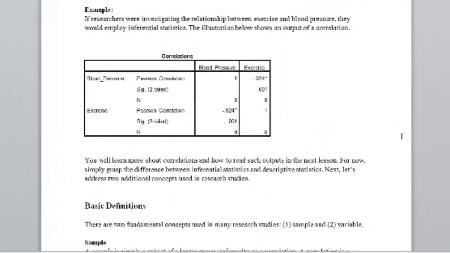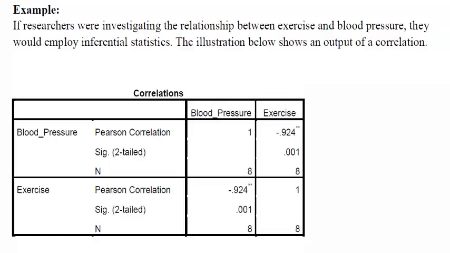So if you look on page 3, you'll see that there's an example of a correlation. And in this example, we're looking at the relationship between exercise and blood pressure. So in this example, a researcher would employ inferential statistics, which is the correlation, to figure out what that relationship is between exercise and blood pressure. Now, at this point, I don't want you to worry about how you read this output, because we are going to talk about that in a later module. But for now, I just want you to simply grasp the difference between inferential statistics, where here this is actual manipulation of information to produce a result, whereas descriptive statistics are really discussing more, again, the demographics, frequency data. That would be the difference between inferential statistics versus descriptive statistics.